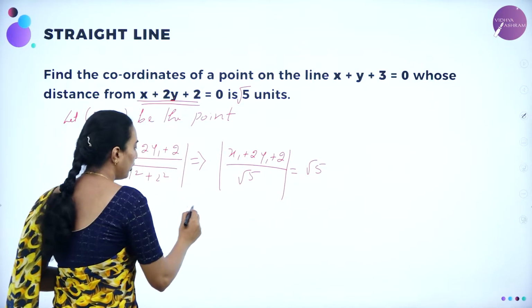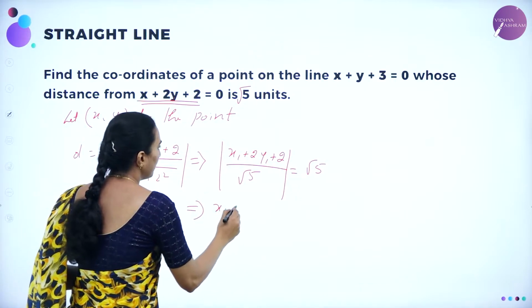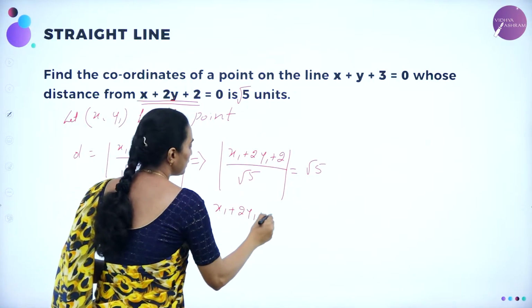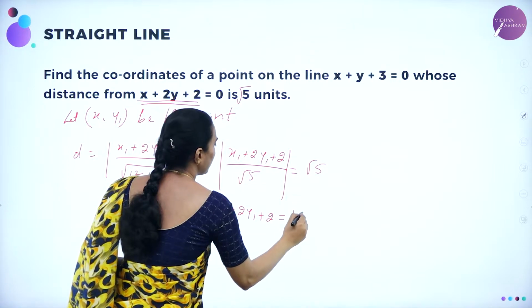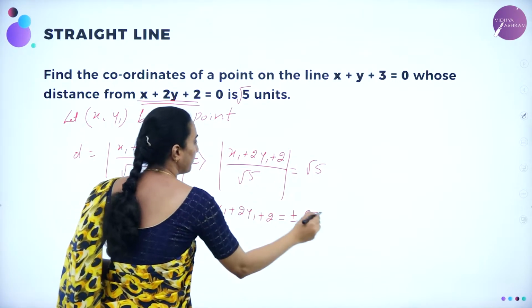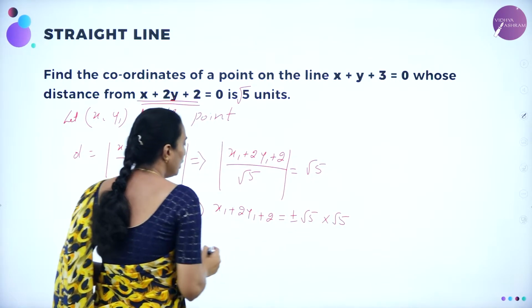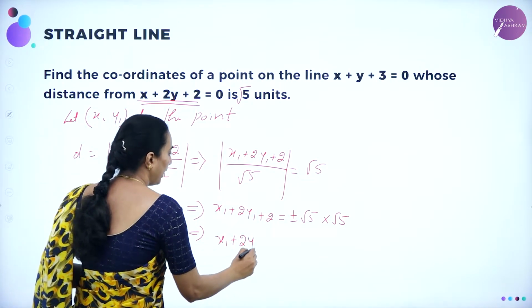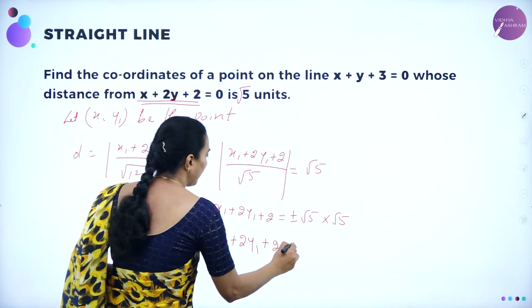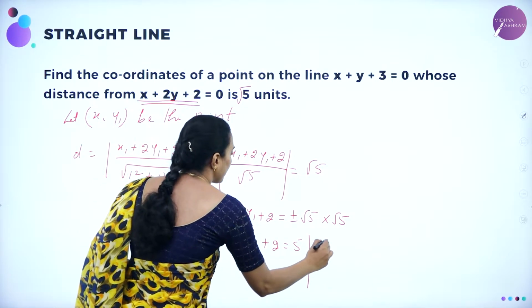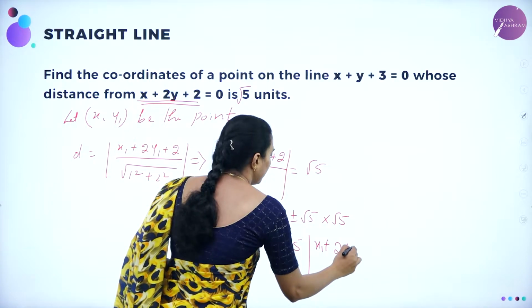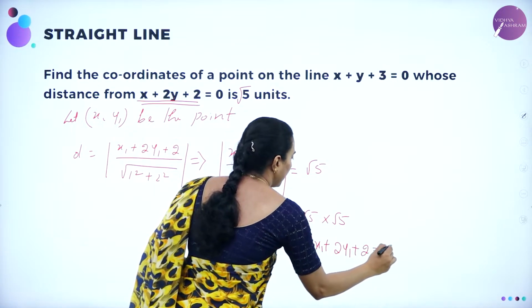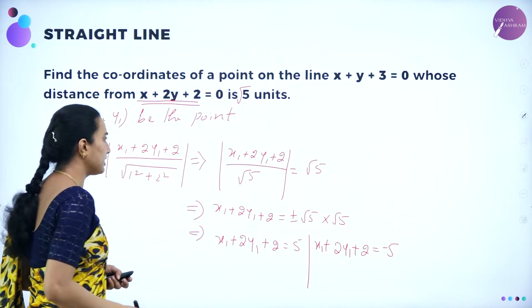Now if you remove the modulus symbol, you are going to get x1 plus 2y1 plus 2 is equal to plus or minus root 5. Now here again, root 5, I am cross multiplying into root 5. Root 5 into root 5, you are going to get 5. So x1 plus 2y1 plus 2 is equal to plus 5, or x1 plus 2y1 plus 2 is equal to minus 5. So you are going to get the equation like this.